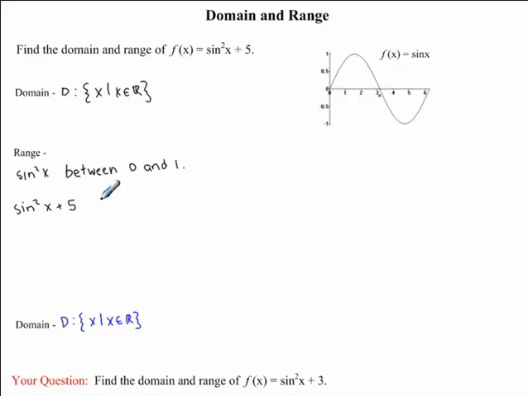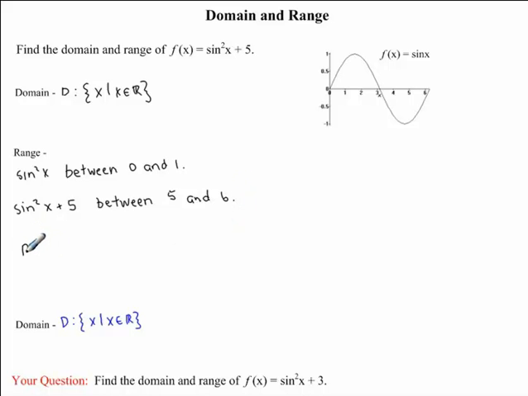So we have that for sine squared x plus 5, we know that it will be between 5. All I did was I added 5 to the 0, the minimum value of sine squared x, and 6. Adding 5 to the maximum value of sine squared x. And this will be our overall range. We just need to write this in proper notation.